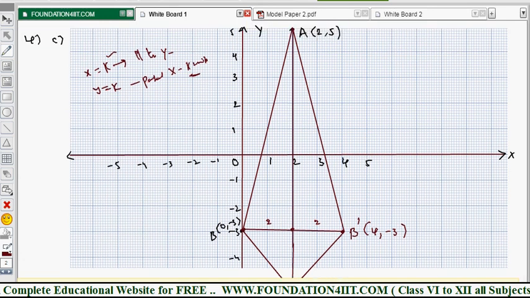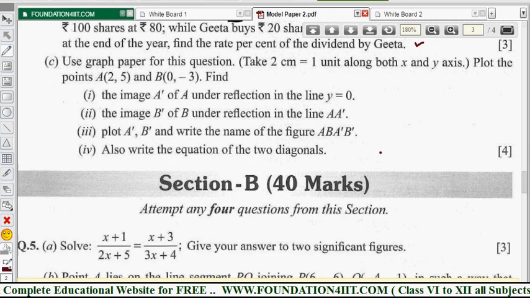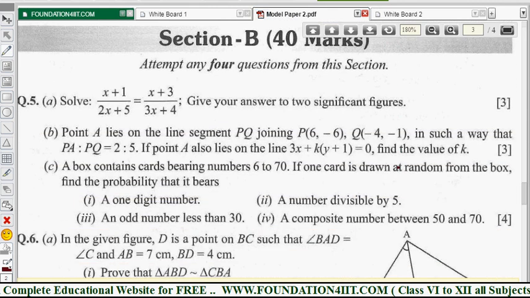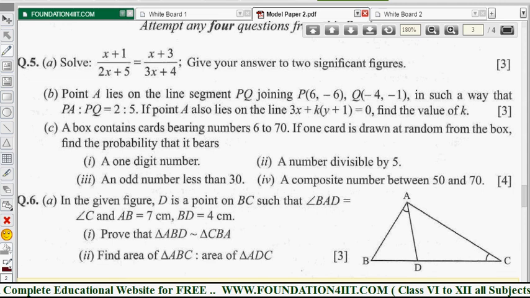These properties only applied in this. We can solve in this way like this. And now let us see questions in section B. Let's start question number 5 and let's see these problems.